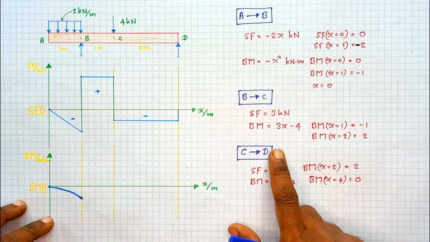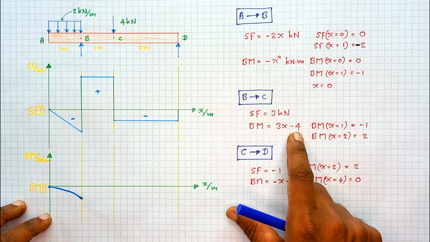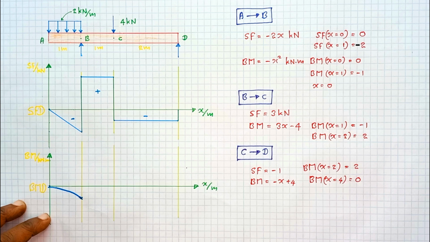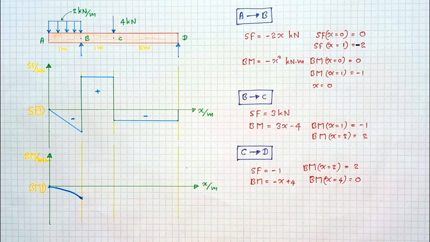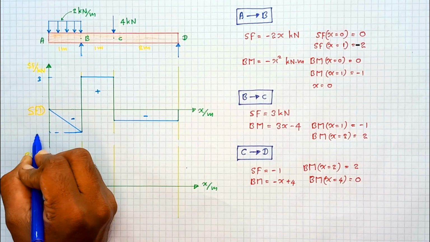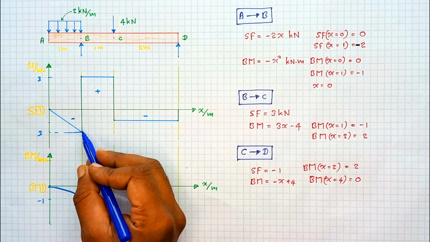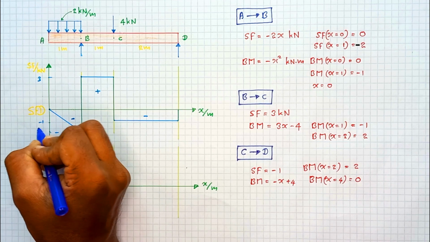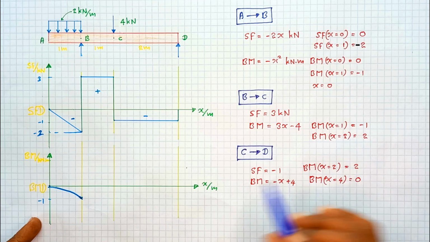So then the B to C region, how does it vary? It is linearly varying. You can see a positive coefficient, 3x minus 4. So if you know the 2 points, we can draw the straight line. The bending moment at x equal to 1 is equal to negative 1. Here, let me mark this point as well. Sorry, this is 2, no? Yeah. Then bending moment at x equal to 2, that value is equal to 2.